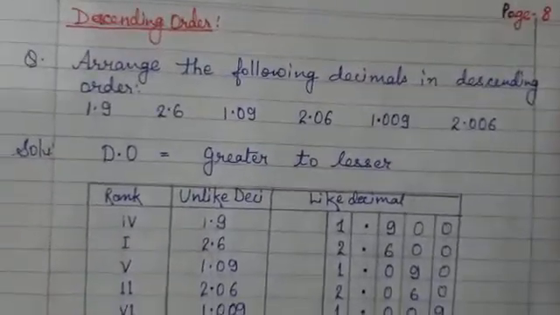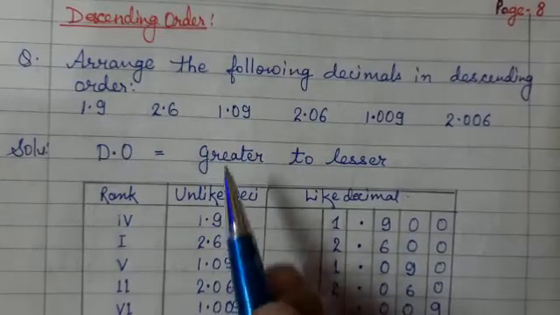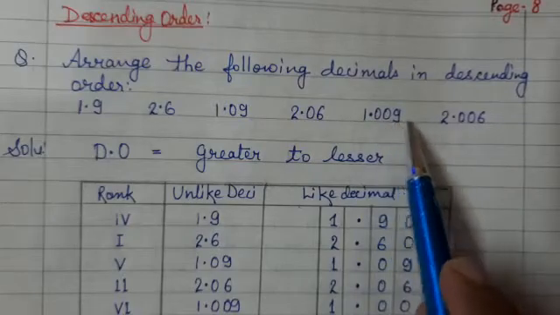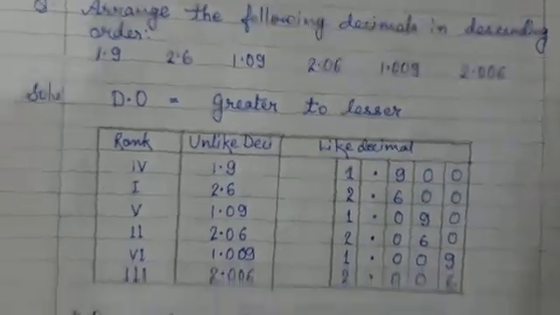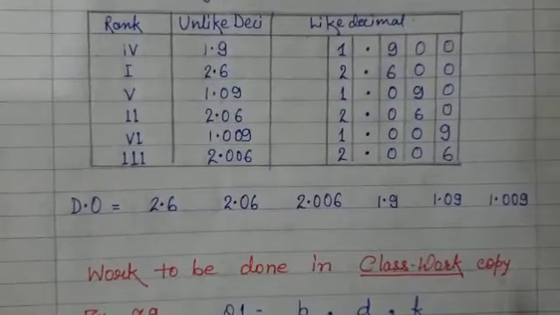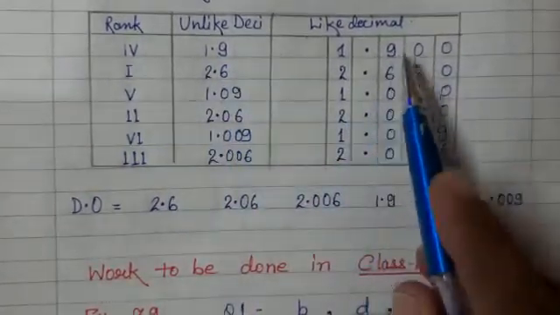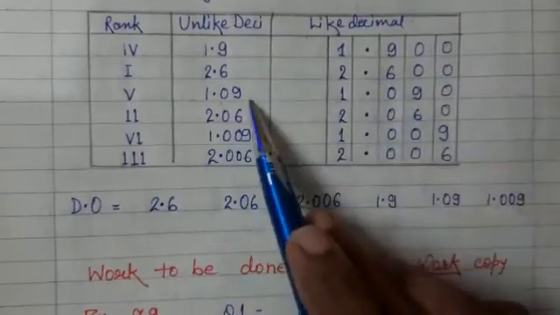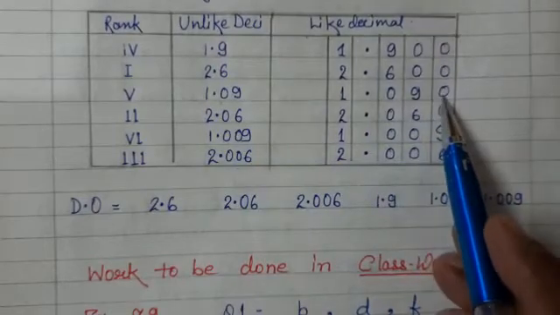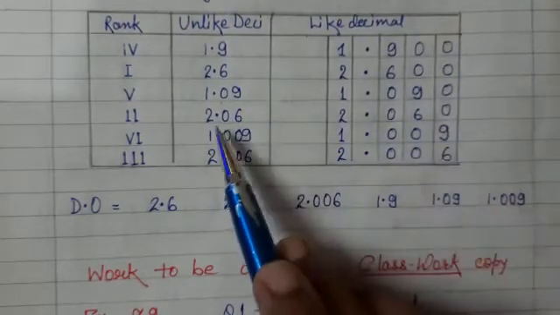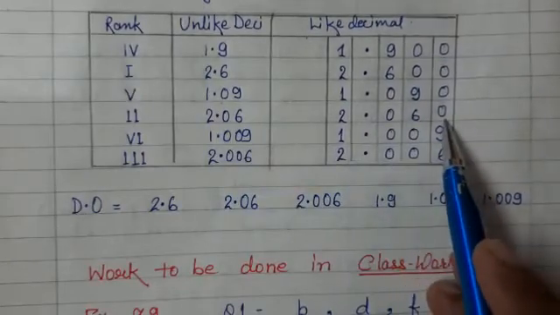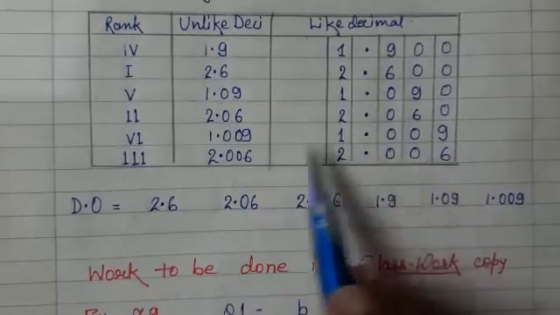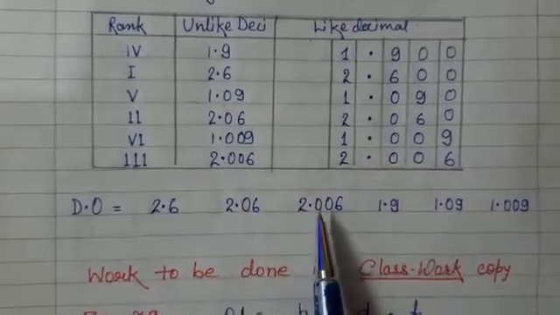Arrange the following decimals in descending order: 1.9, 2.6, 1.09, 2.06, 1.009, 2.006. So maximum 3 decimal places are there. So we have to convert them first of all into like decimals. Look at here, 1.9, that means 1.900, 2.6, 2.600, 1.09, so 1.090, and from our side we are adding this 0. 2.06, 2.060, then 1 0 is added here. 1.009 and 2.006. We have to arrange all the decimals here in the descending order, means greater to lesser.